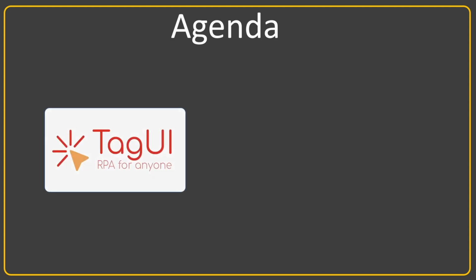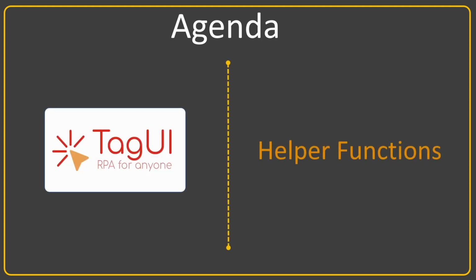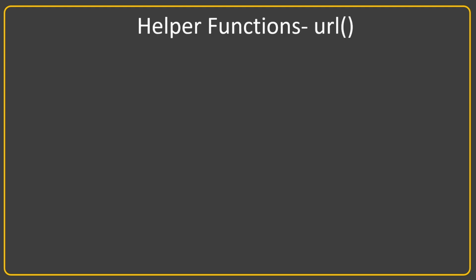In this session, we are going to see helper functions. TagUI provides a lot of helper functions which can make our work easier. So the first function we're going to see in helper functions is URL. URL gets the URL from the current web page.